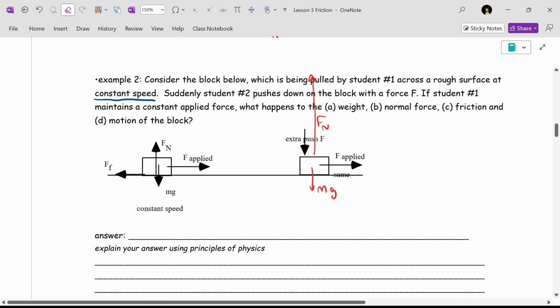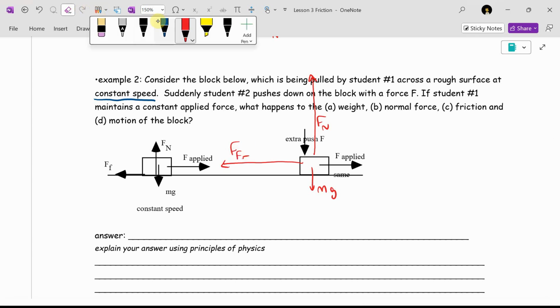The applied force hasn't changed, but there's still going to be friction. Am I going to draw friction bigger, smaller, or the same size as this arrow? Why? Friction is what times what? What force just got bigger? In fact, I think we've answered the questions. Now, in drawing it, I'll do that. And now I can answer the questions.